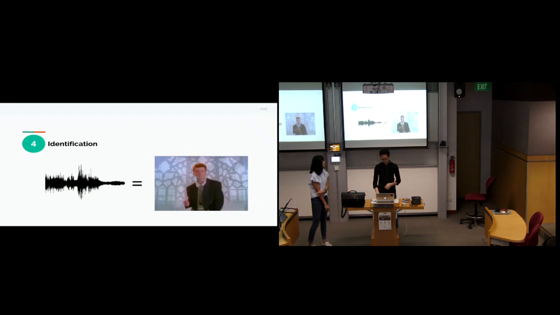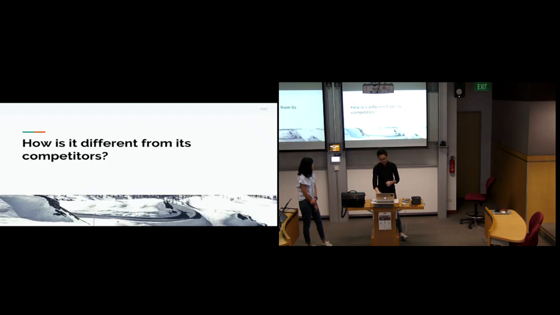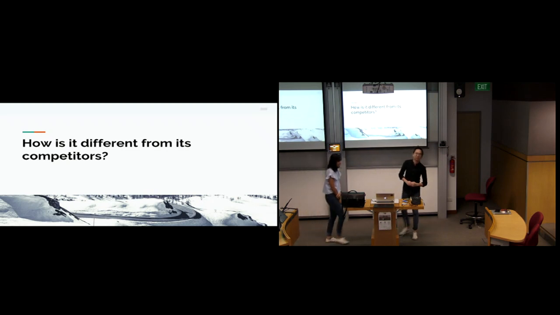Okay, so basically, a short overview again. Shazam will convert the music into something it can analyze. It will then create a spectrogram, which is the thing that is analyzed by the app itself. After that, it creates a fingerprint based on this spectrogram, and this fingerprint is then matched against their database. Okay, so Tabitha will continue with the next part.